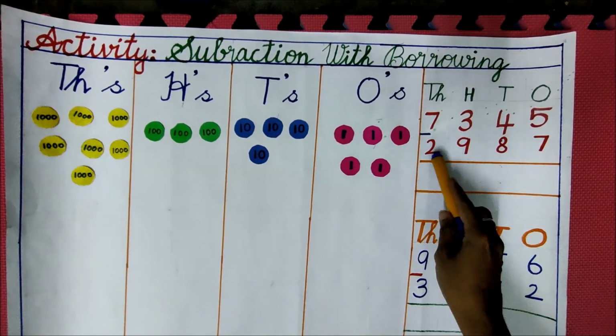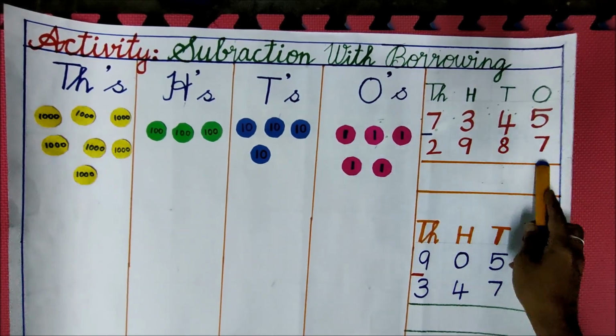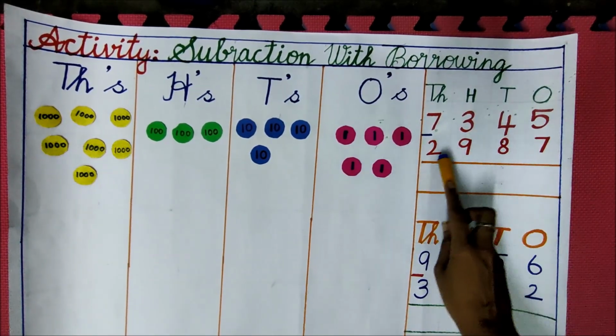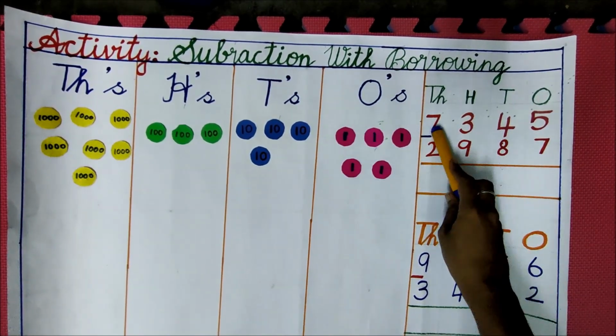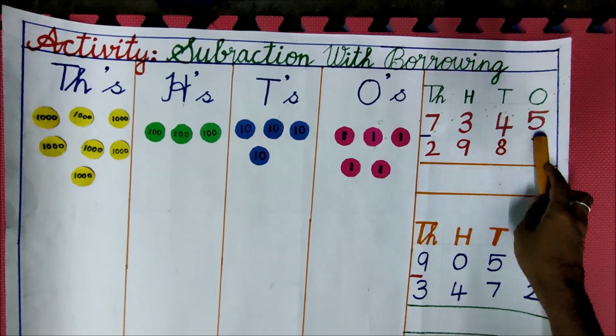Now what are we going to subtract? See here, we are going to subtract 2,987 from 7,345.